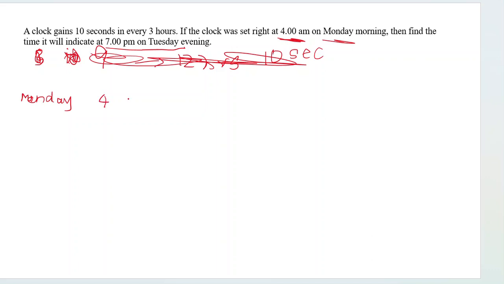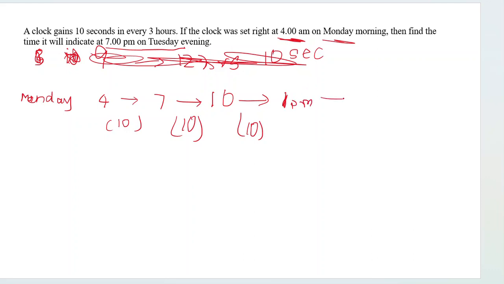From 4 a.m. to 7 a.m., it got 10 seconds extra. From 7 a.m. you add 3 more, you get 10, and it again got another 10 seconds extra. From 10 a.m. you add 3: 11, 12, 13, but there is no 13, so that means it is 1 o'clock. So again it got 10 seconds extra. Now this is 1 p.m. Now you add 3, you get 4, again 10 seconds extra. You add 3, you get 7, again 10 seconds extra.